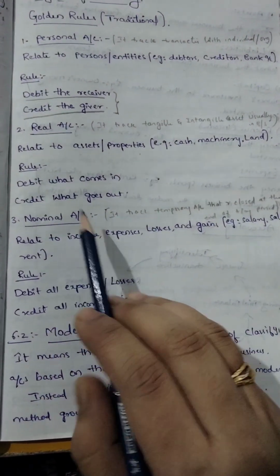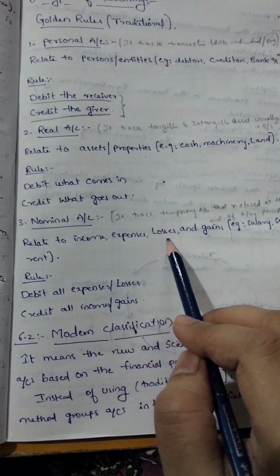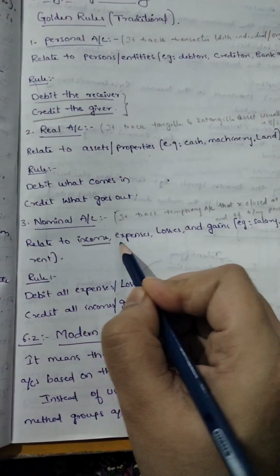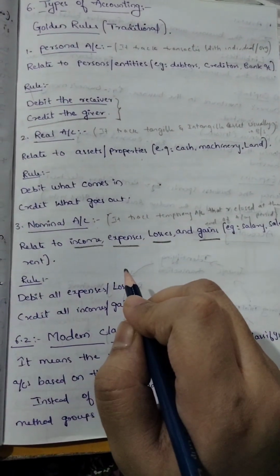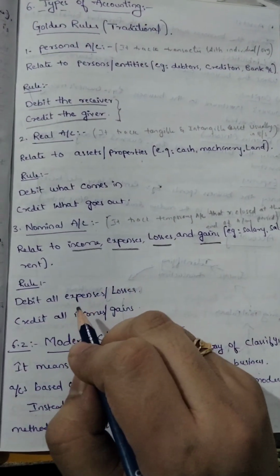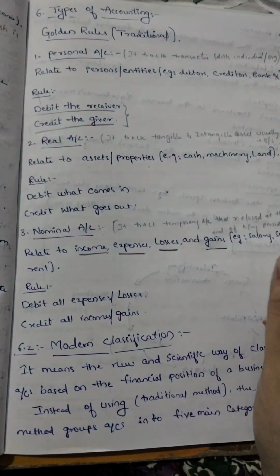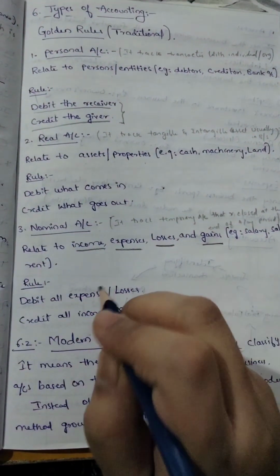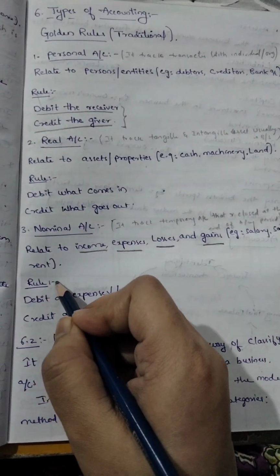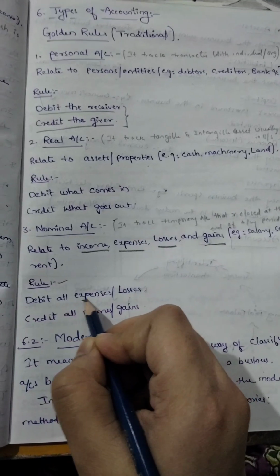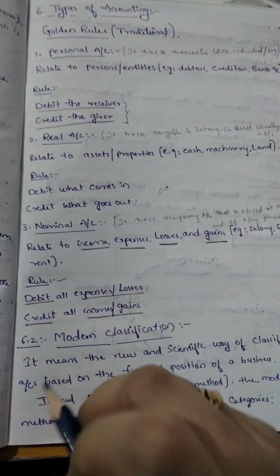And the nominal account. Nominal account means it relates to income, expenses, losses and gains. It helps to track temporary accounts that are closed at the end of the accounting period. Examples are salary, sales, rent. So this comes under a nominal account. Here the rule of nominal account is debit all expenses and losses and credit all incomes and gains.